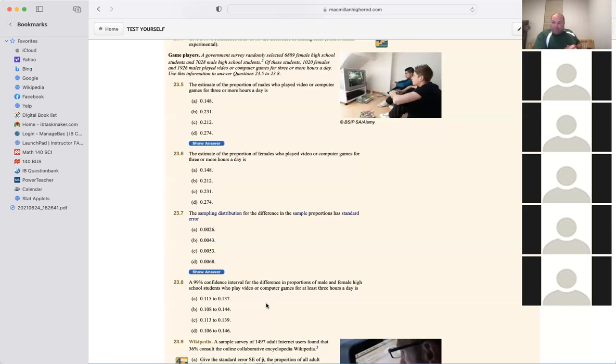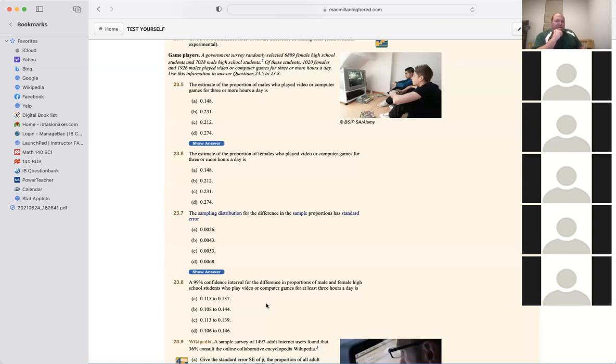And then for the X, I had just gotten the sum of the male and the female students who were on the computer games for more than 3 hours. And then for the N value, I just used the total amount.